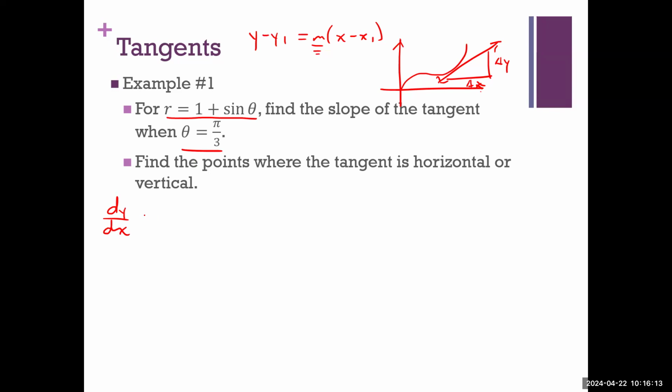We kind of have to build that up because we're not dealing with y and x directly. What do we know about y in terms of polar coordinates?